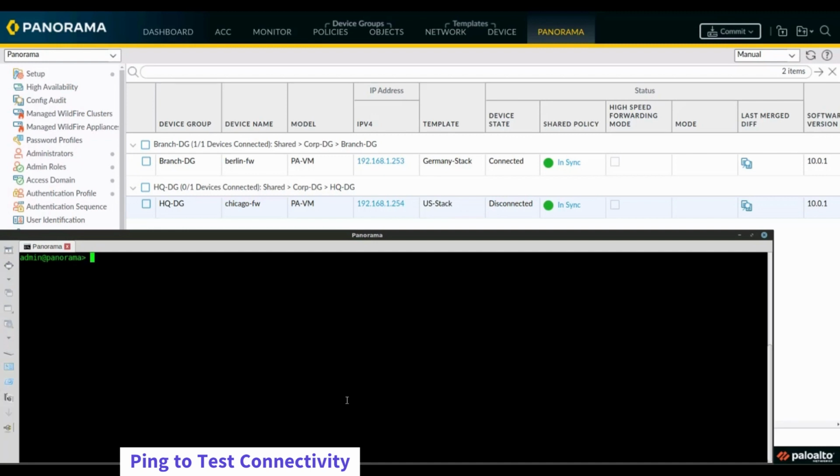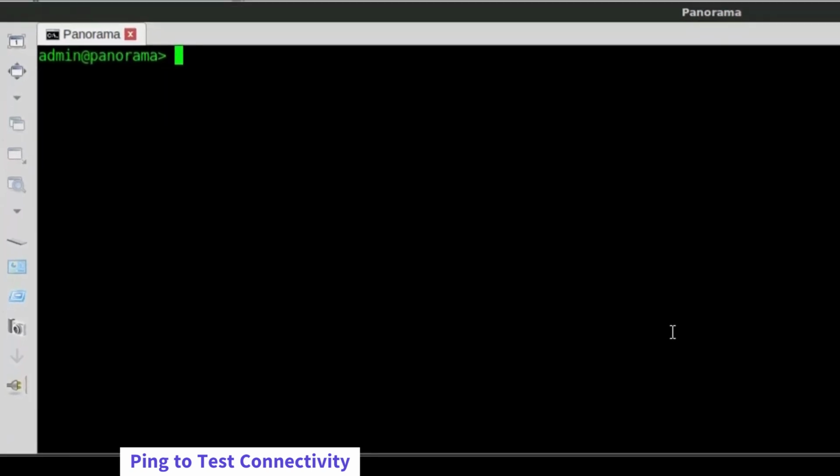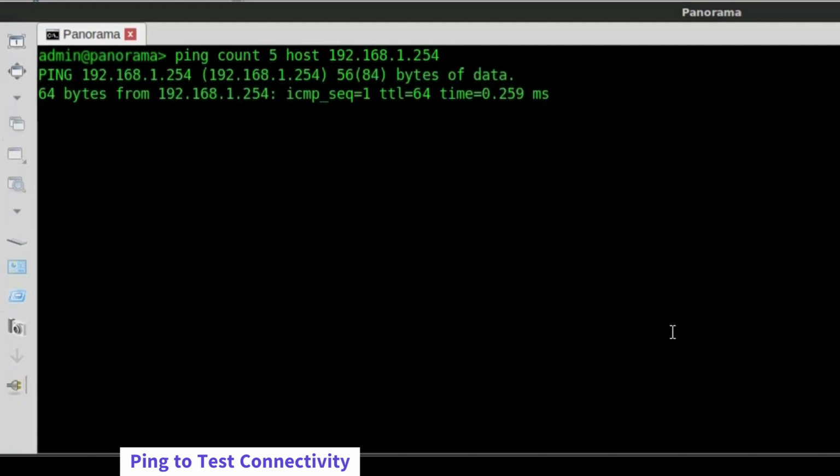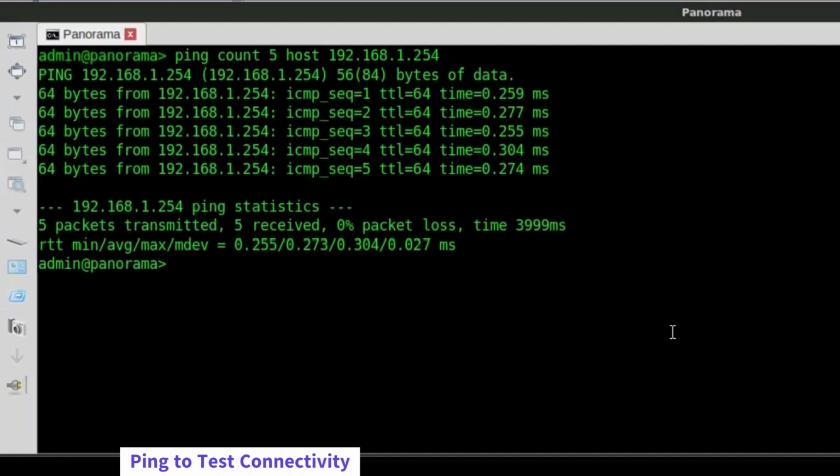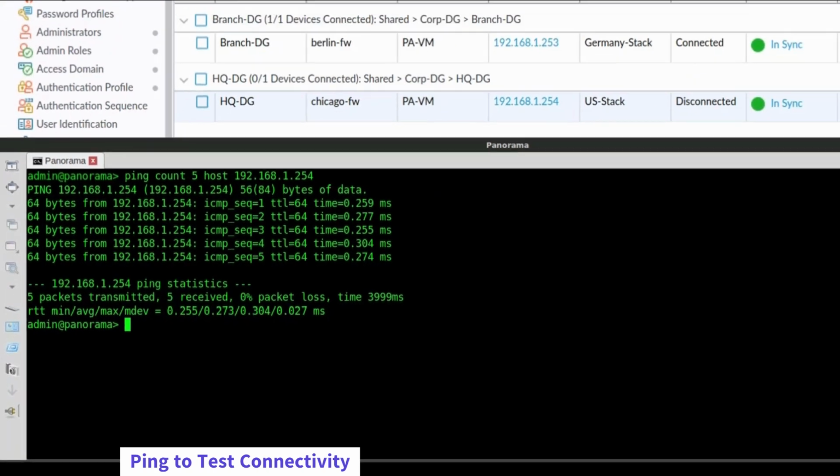The syntax is the same. From Panorama, I'll ping the management IP address of my Chicago firewall. I'll enter the command ping followed by the word count and the number of pings I want sent. I'll send 5. I'll enter the word host and then the IP address or host name of the firewall in Chicago. In my case, 192.168.1.254. I do get a response, but now I'll test the connection from the firewall to Panorama.